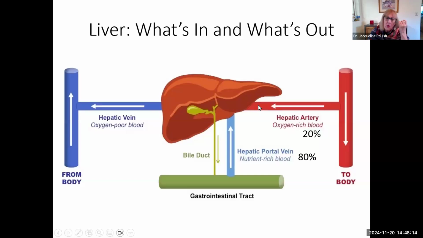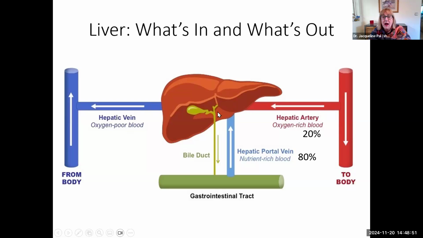When we look at what's going in and out of the liver, from the aorta, we have a hepatic artery which contains oxygen-rich blood, but this is only 20% of the blood supply going into the liver. 80% of the blood supply comes from the hepatic portal vein. Yes, a vein brings 80% of the blood supply to the liver. This is very nutrient-rich blood, but oxygen-poor. I've talked about this before, but I'll mention it again on the next slide if you haven't heard about this already.